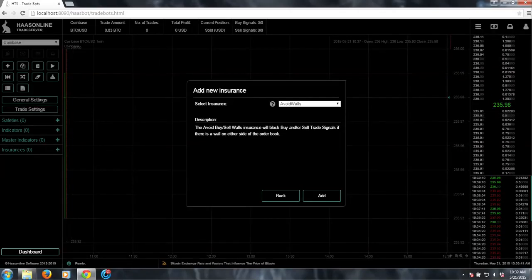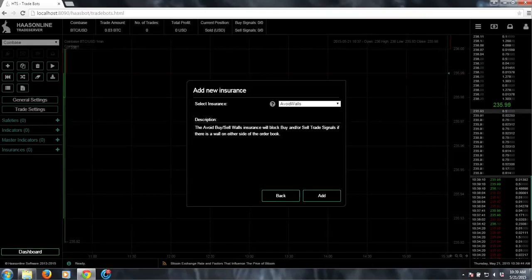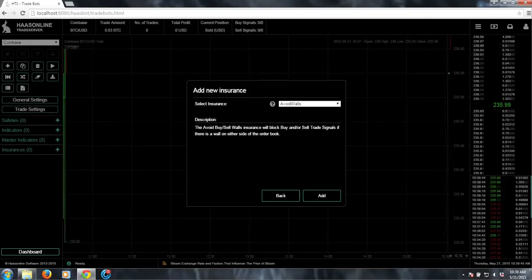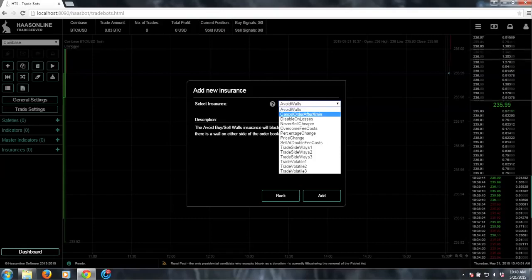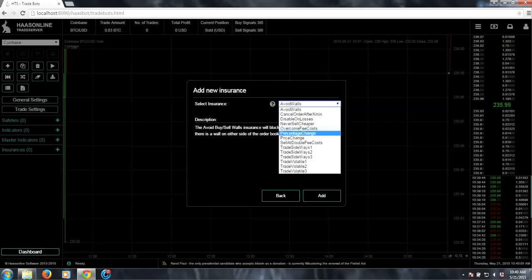Basically, our insurances are special conditions that are evaluated when an indicator gives a trade signal, or a group of indicators give a trade signal. These can vary based on what they do. But we have avoid walls, cancel order after X minutes, disable on losses, never sell cheaper, overcome fee costs, percentage change, price change, sell at double fee costs, and we have three variations of the sideways trading only markets, and three variations of trading in only volatile markets.